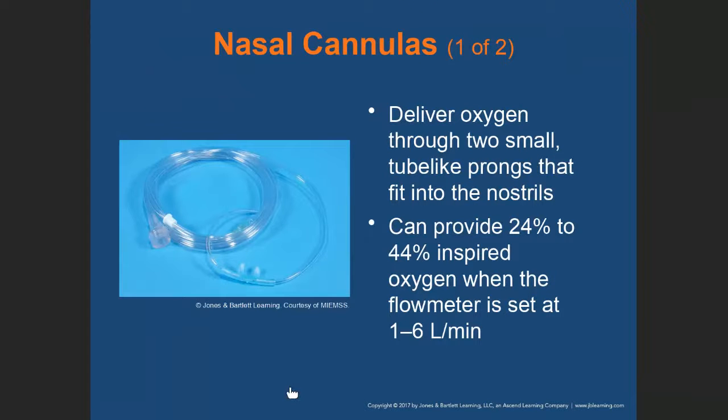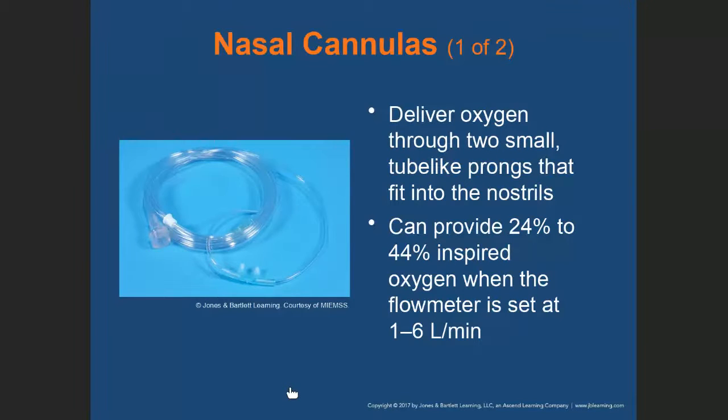All right, now the nasal cannula is a low flow device. It delivers oxygen through 2 small tube-like prongs that fit into the nostril. It can provide 24 to 44% inspired oxygen when the flow meter is set at 1 to 6 liters per minute.